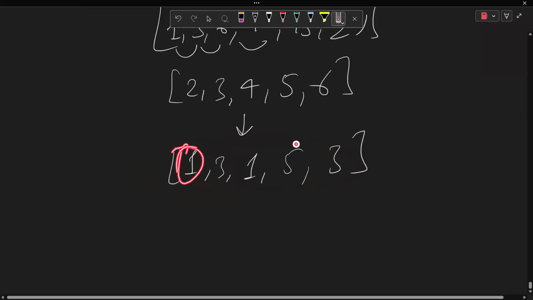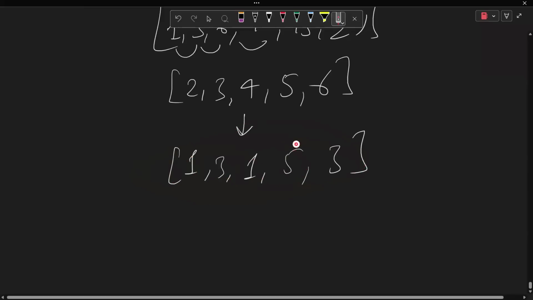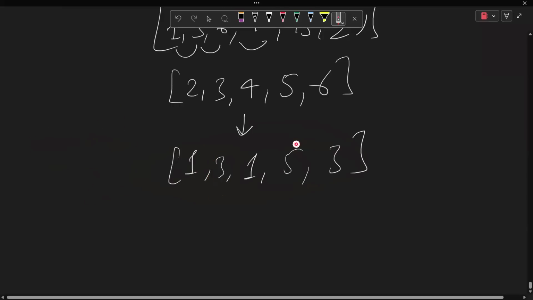Here GCD is 1. Here GCD is 1, 1, 1, 1. So no problem. You need to count the number of subarrays where GCD is not 1. Those would be the values which are not brilliant, which you need to subtract from n into n plus 1 by 2. So this 3, its GCD is 3, not 1. This 5, its GCD is not 1. This 3, GCD is 3, not 1.